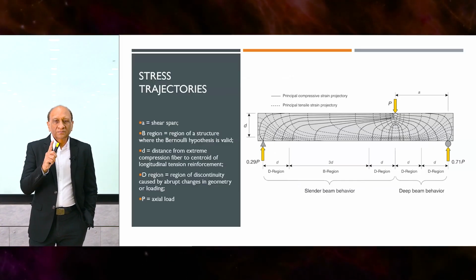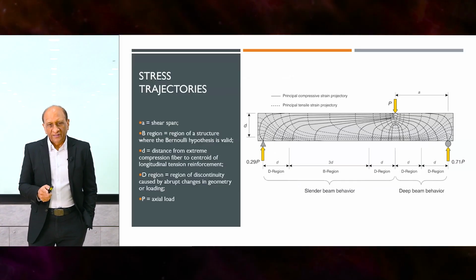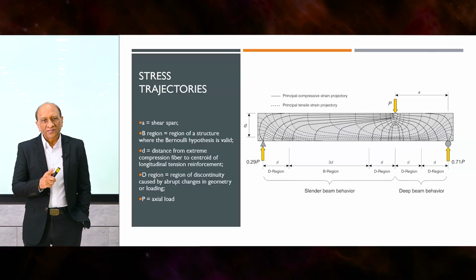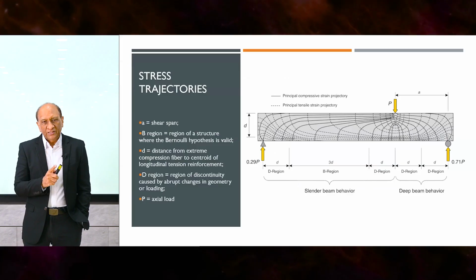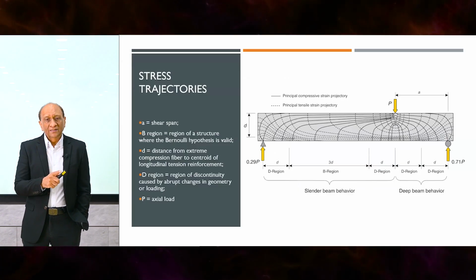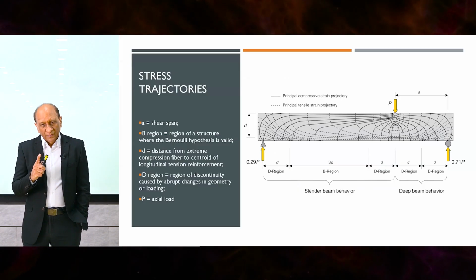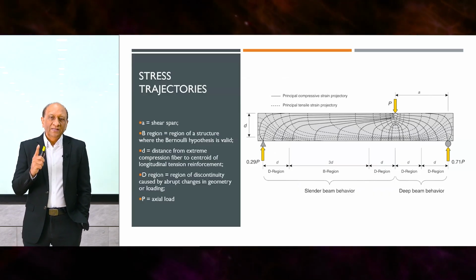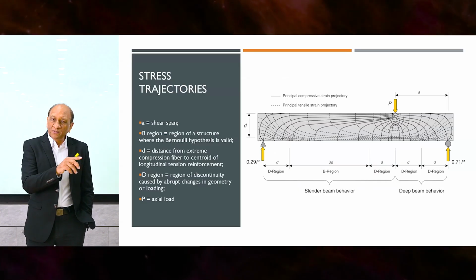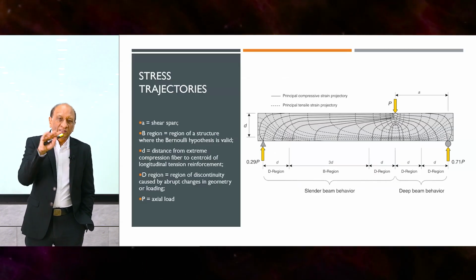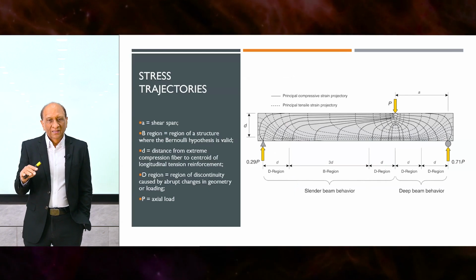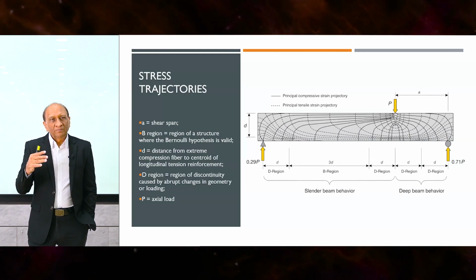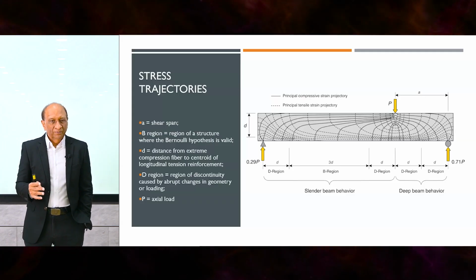So this is now a stress trajectories plot, and you can see they have identified interesting regions. There is a D region on the left-hand side, then there's a B region in the middle, then there's another D region, another D region, another D region. So a D region is where, as you can see, the stresses at the top and bottom are not parallel. They are diverging, which means the plane section does not remain plane in that area.